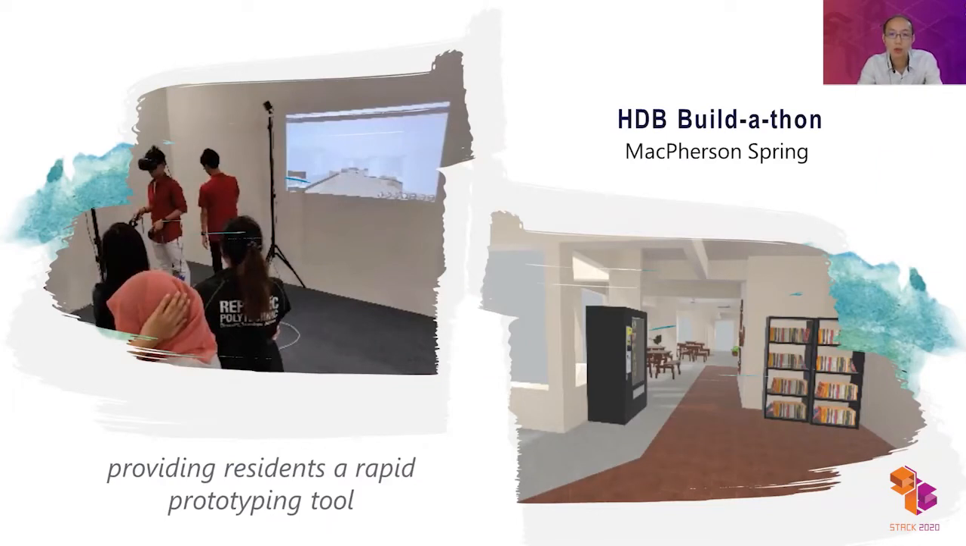And other tools that make use of co-design include our HDB Buildathon, where we basically empower ground-up groups to actually propose designs for their community spaces, and we provide these residents the VR tool as a means of rapid prototyping their designs. And these designs can then be pitched to funding panels, and the best idea will actually get implemented.